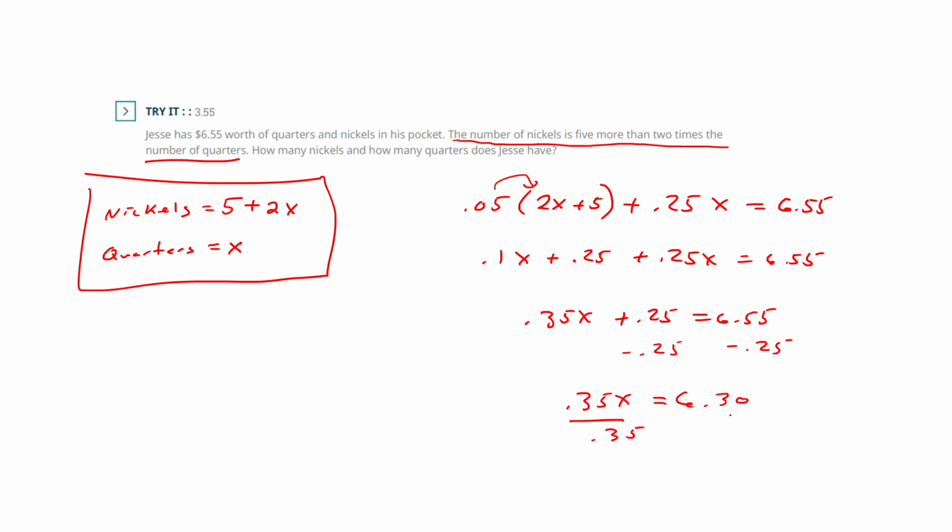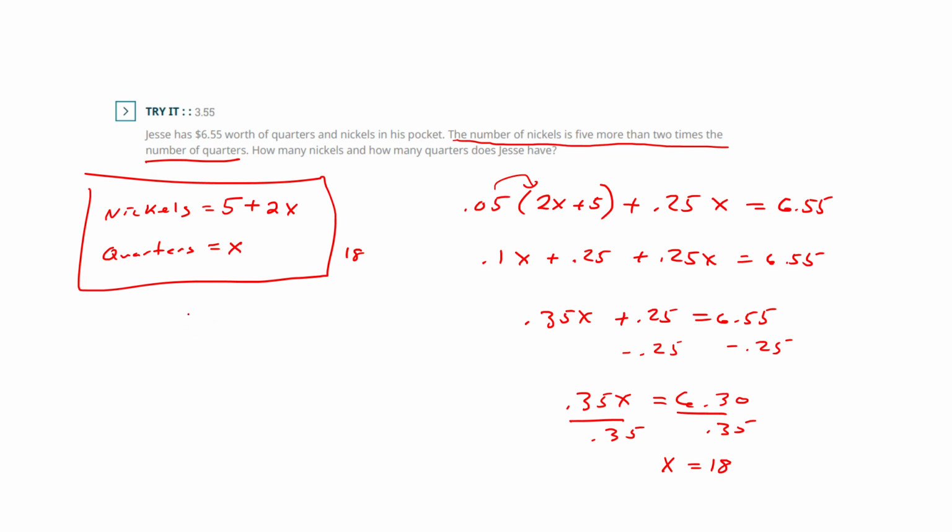Now I divide both sides by 0.35. It's just a number. It doesn't mean anything different. So the same rules apply. I get x is 18. Okay, I've got the quarters. Now let's do the nickels.